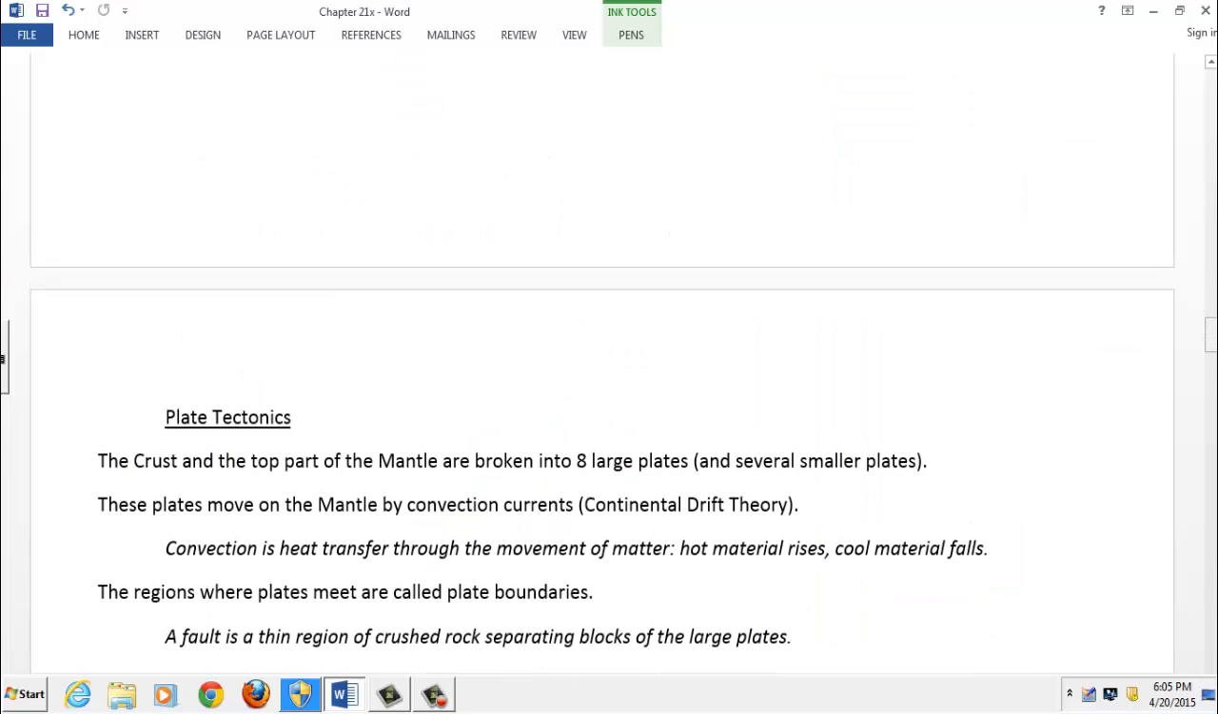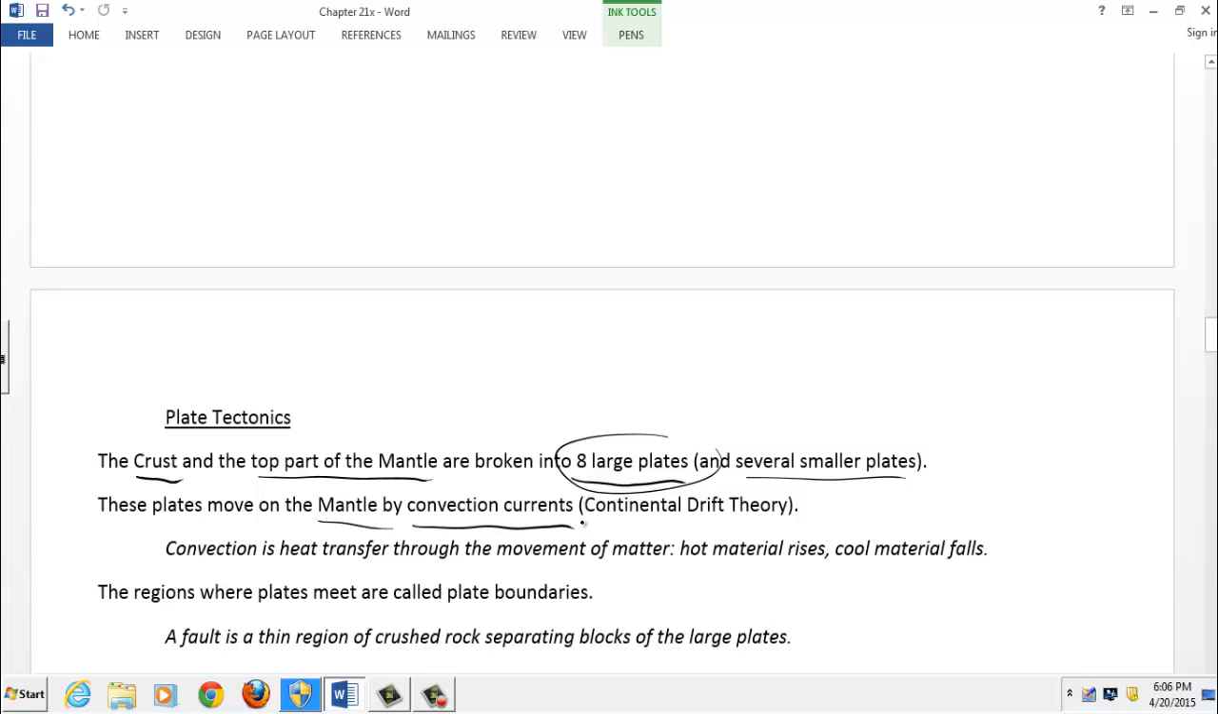Okay, let's talk about plate tectonics, the motion of the Earth's crust. And we begin by saying that the crust and the top part of the mantle appear to be broken into 8 large plates. And that's the main idea. There's several smaller plates that connect among these 8 plates. But those 8 main plates are moving. They're sort of floating on the mantle, if you will. And the mantle is moving these plates on top of it.